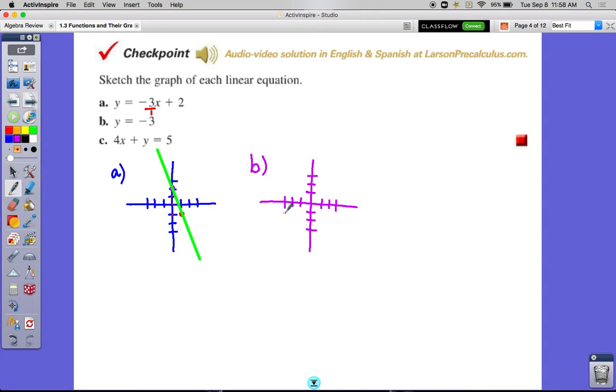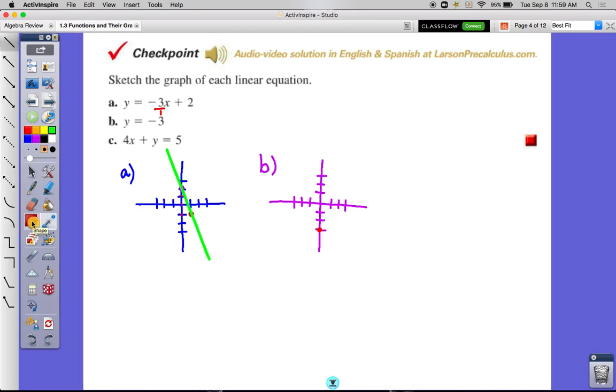I go to where y is equal to negative 3. In this case, y is negative 3. I go down here, 1, 2, negative 3. Look at that tick mark. You see how that tick mark runs left and right? That means that my line, because it does not have x involved in it, is a horizontal line that runs at negative 3. Y can never be anything other than negative 3.